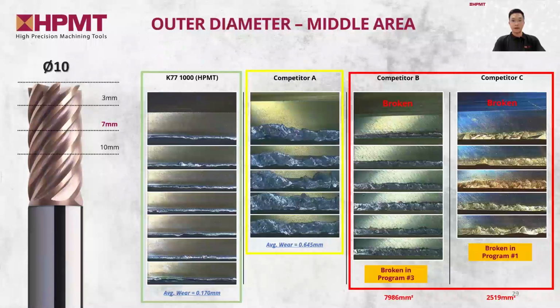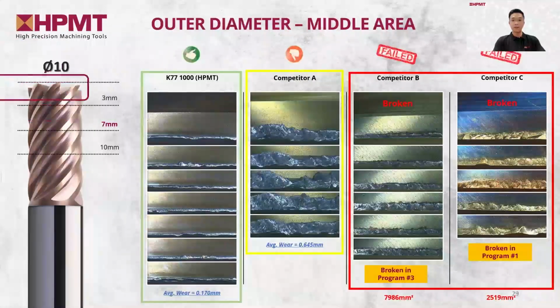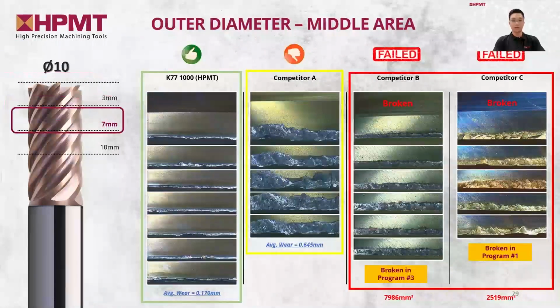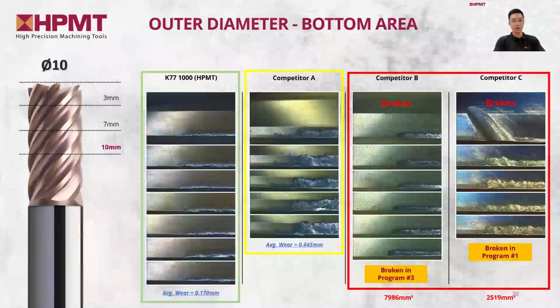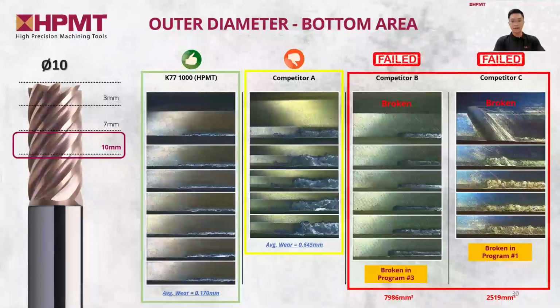In terms of the middle area, we can see that the result is the same as the top area because both competitors B and C are already broken. Competitor A has heavy wear, but HPMT has just acceptable wear condition and is able to continue machining. Same goes for the bottom area. It is still very obvious that HPMT's K77 multi-fluid end mill is the best after comparing among competitors.